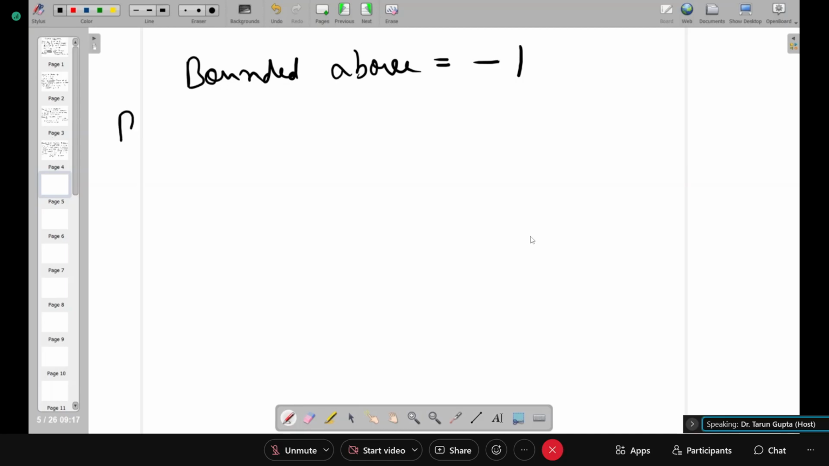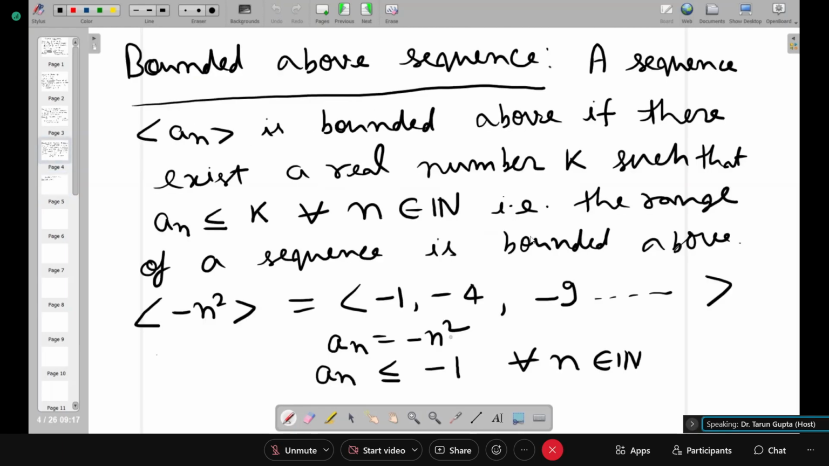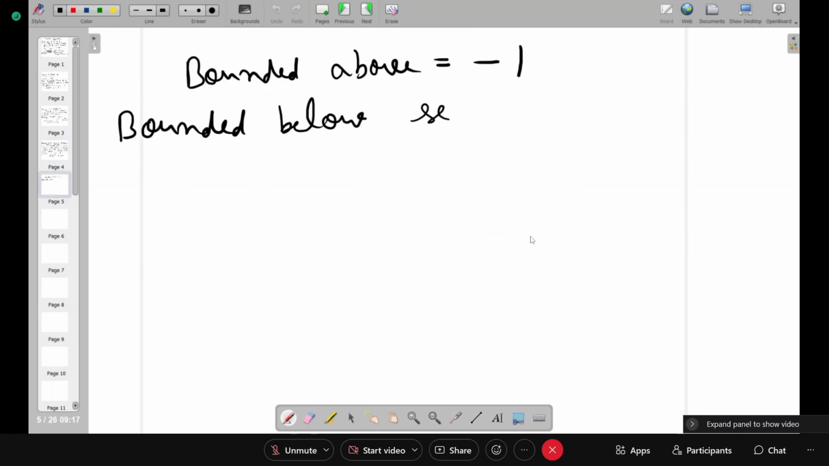Similarly, we write bounded below sequence.